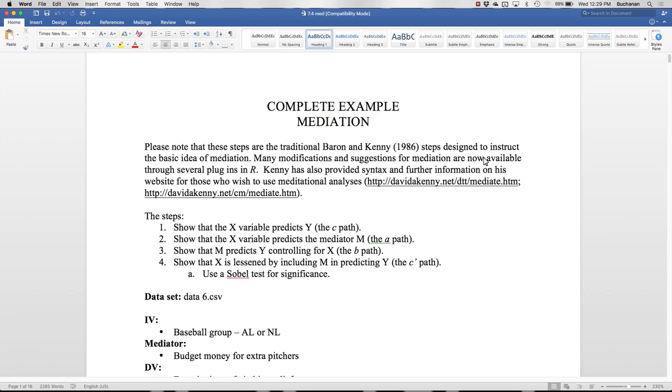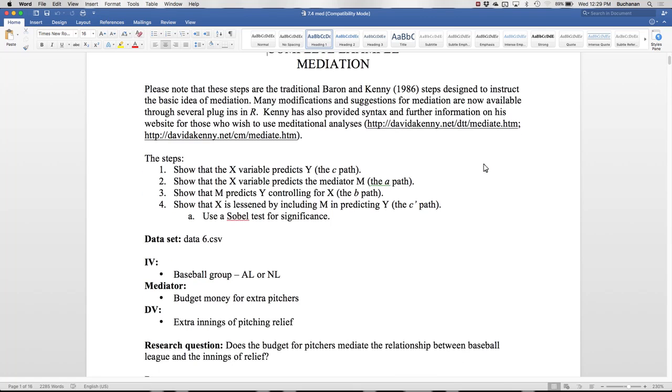So in our particular example, we're using categorical variables because I'm trying to get you guys used to them. Our X variable is going to be league. We have to show that it predicts our DV, which is budget. Or no, I'm sorry, that's our moderator. So pitching relief. All about the pitching. So how many innings did they need pitching relief?